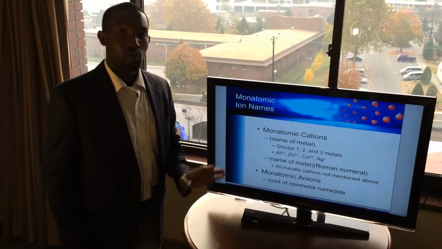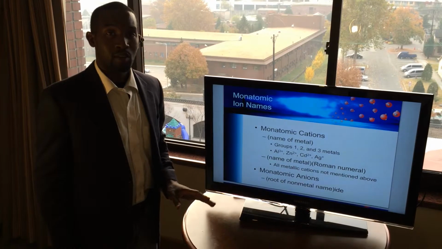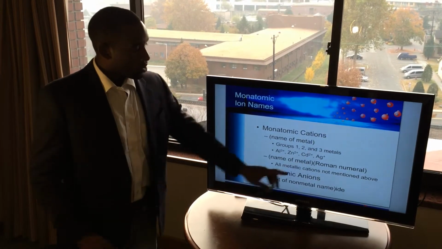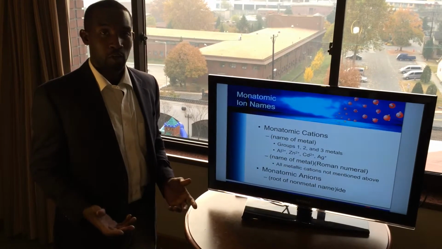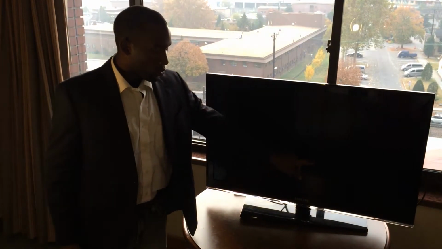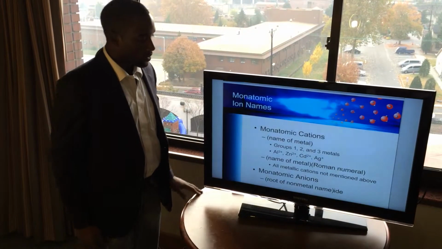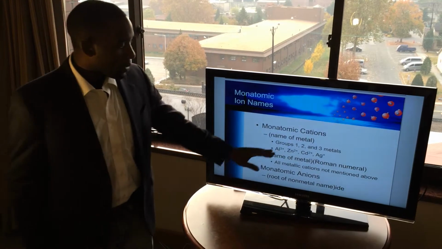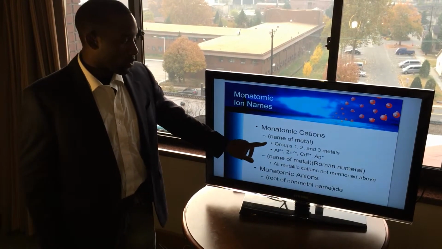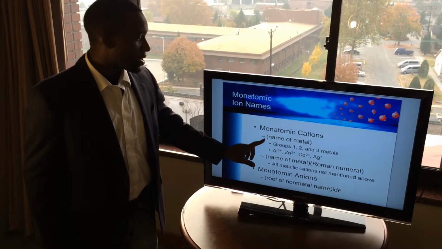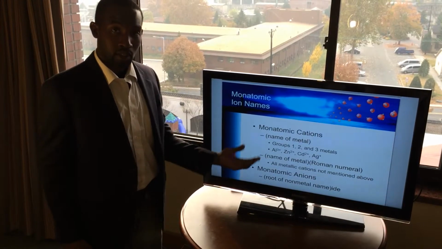Zinc will always form an ion with a +2 charge. Cadmium will always form an ion with a +2 charge. Silver is slightly different. Sometimes it can have a +2 charge, but it's very rare. Most cases it has a +1 charge. But when we're naming these cations, for monatomic cations where we know the charge, we just name the metal and we say, for example, aluminum ion.